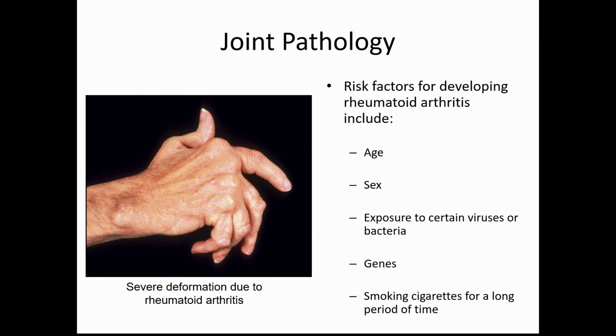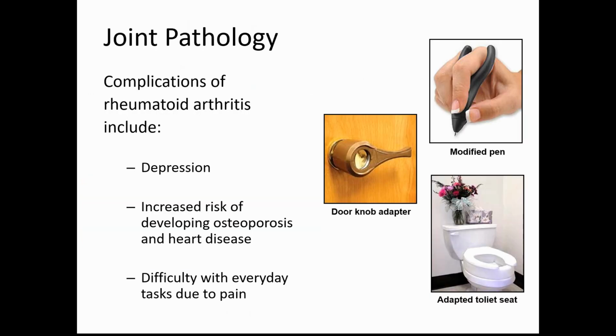Risk factors for RA include age, gender, again, this time it's female, exposure to viruses or bacteria, genetics, or smoking. Complications include, of course, pain, but also depression. It gets to be really difficult when your activities of daily living are severely hindered. For example, just writing or opening doors becomes horribly painful, that can get really, really depressing.